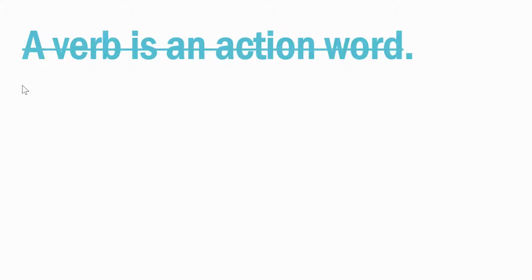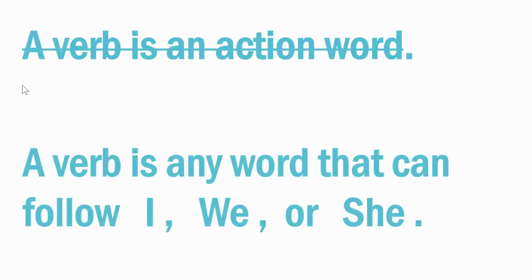I'm going to give you a very simple explanation, and if you follow this definition, you'll know if the word is a verb anytime. A verb is any word that can follow I, we, or she. Let's look at some examples. I go, we run, she drives. Now, it doesn't have to follow every single one of these three words, but if it follows at least one, then it is undoubtedly a verb.